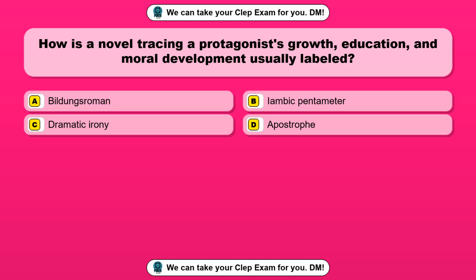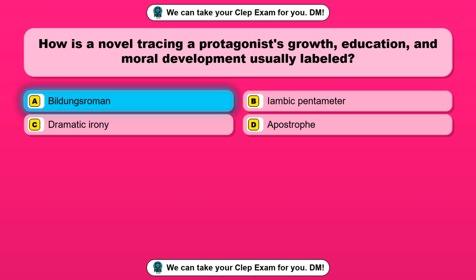Question 1. How is a novel tracing a protagonist's growth, education, and moral development usually labeled? Option A. Bildungsroman. Option B. Iambic pentameter. Option C. Dramatic irony. Option D. Apostrophe. The correct answer is option A.